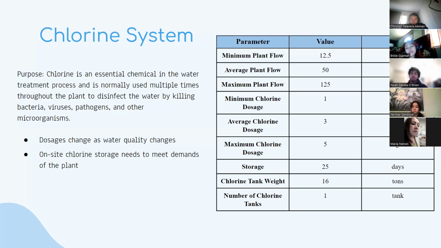For our chlorine total, there is a lot being distributed throughout the plant, as I just mentioned. So we do need to have on-site chlorine storage that meets the demands of this plant. We're able to find that by taking the dosage times the plant flow and then multiplying that by the storage in amount of days. So we did find that we would need a chlorine tank of 16 tons, which means that it is holding 16 tons of gaseous chlorine, and we would only need one tank to hold that amount. We are thinking that the tank is going to need to be built, as tonnage tanks that big are not readily available. Next slide.